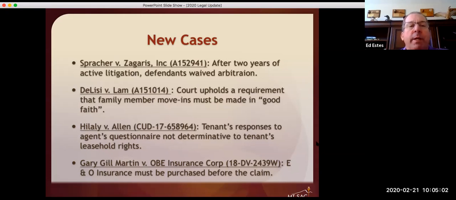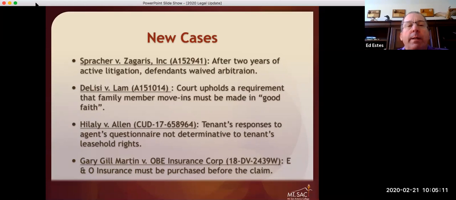The first one there, the Spector versus Zagirius. I'm not very good on my case name pronunciations. We had a situation here where Spector sued Zagirius. I don't recall how it was going. I think it was the defendant that wasn't going very well in the litigation. And after about 2 years, they decided they were going to go back to the contract. And lo and behold, in the contract, there was an arbitration clause.